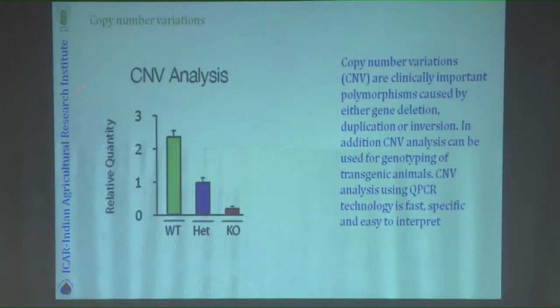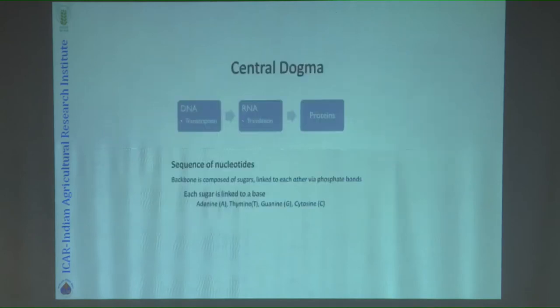And also qPCR is now applied for copy number variations of clinically important polymorphisms caused by gene deletion, duplication or inversion. If you have a gene of interest and want to know whether there are polymorphisms related to gene deletion, duplication and inversion, you can make use of this analysis, relative quantity versus the fluorescent signals, and you will be able to understand the copy number variations in the gene. I mentioned clinically important polymorphisms, but you will have a similar situation in insects, right? So polymorphism can also be studied.